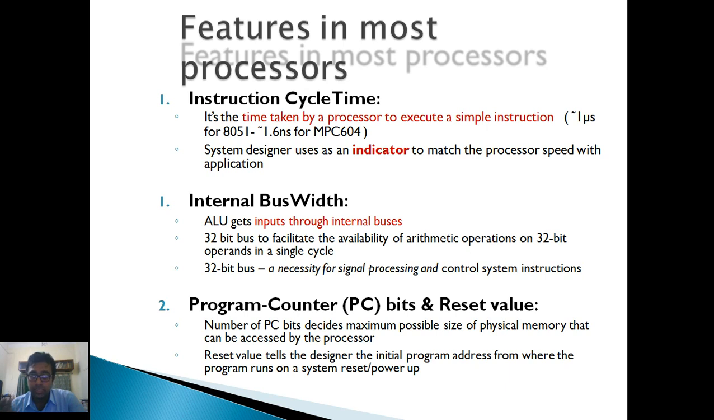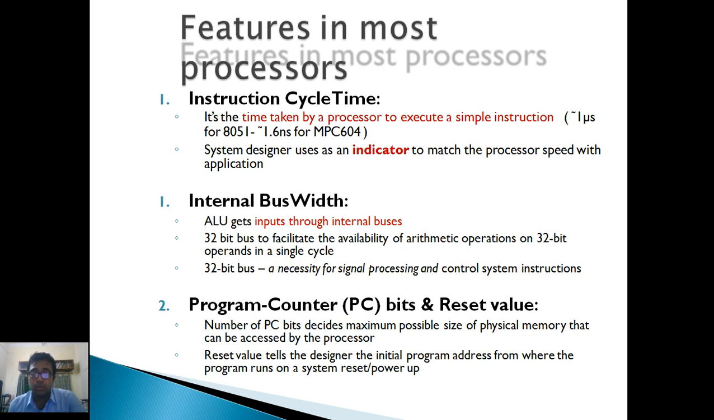That's the basic target. Internal bus width. The ALU gets inputs through internal buses. A 32-bit bus facilitates arithmetic operations on 32-bit operands in a single cycle. 32-bit buses are a necessity for signal processing and control system instructions. If we have a 32-bit bus, we can operate on 32-bit data or 32-bit operands in a single cycle. If we have a 64-bit bus, then in a single cycle there will be 64-bit operands, data, or program instructions.